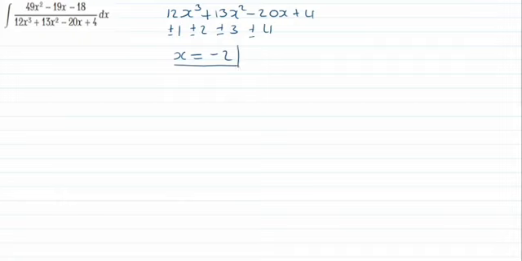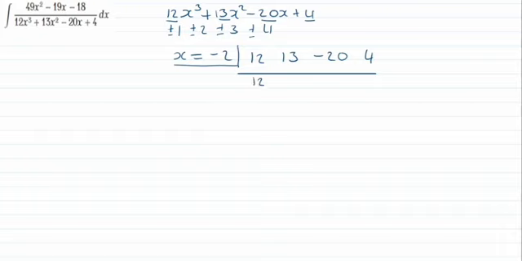For synthetic division, we are going to pick the coefficients of the expression that we have, then we put them here. So we have a 12, then we also have a 13, we have a negative 20, we also have a positive 4. We are going to factorize this expression using these numbers. So the way to do it is, first we are going to drop this first number, which is 12. So we'll drop it here.